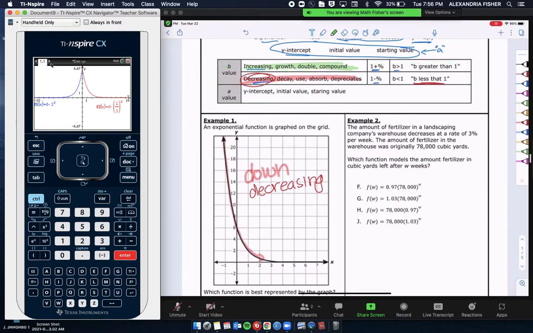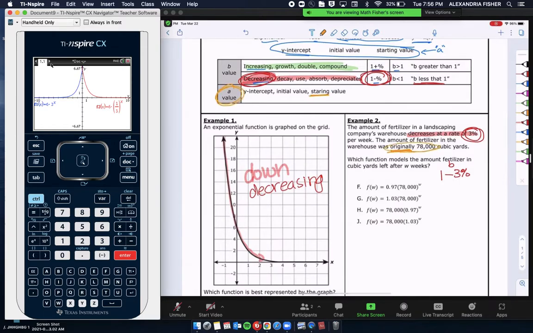Okay? So we see the word decreasing at a rate of 3%. We know we're decreasing, so we're going to do 1 minus the percent. And here's our percent, just so you know. So we have 1 minus the 3%, and that's our b value. All right? So the only other number in this situation is our original. And remember, original means start. It means start, so that's our a value.